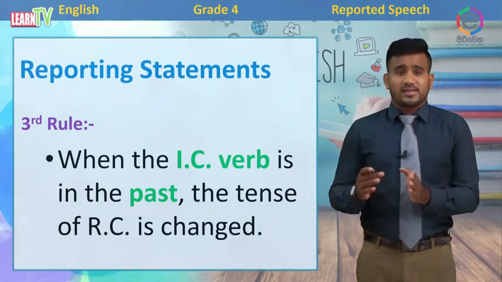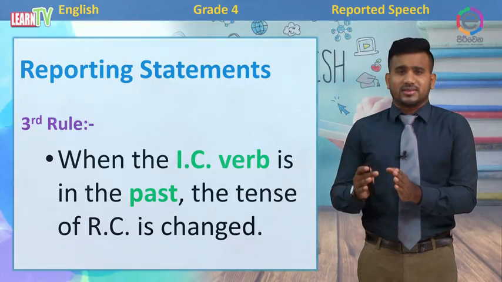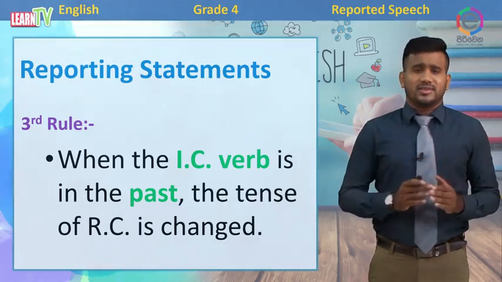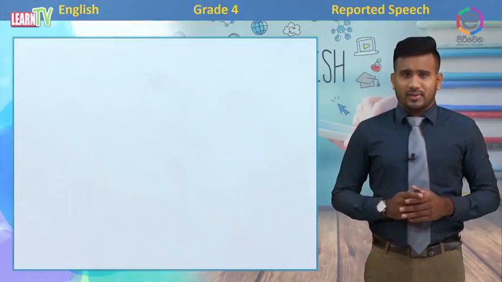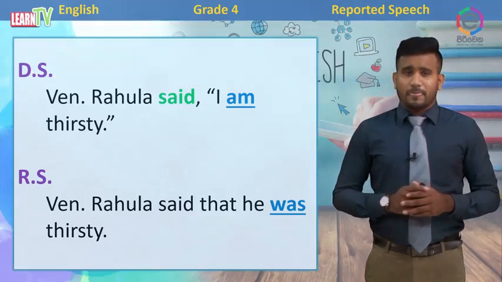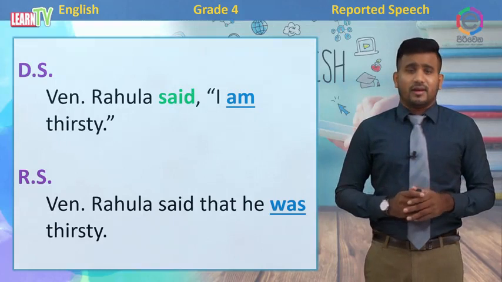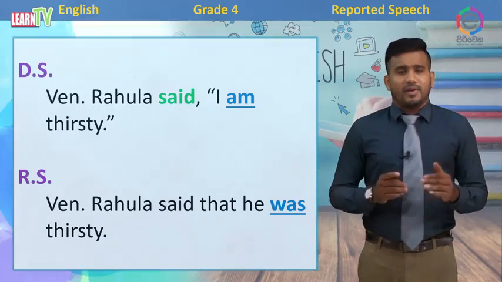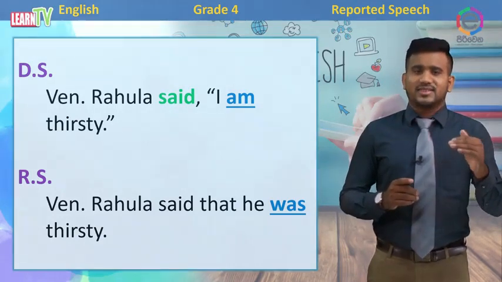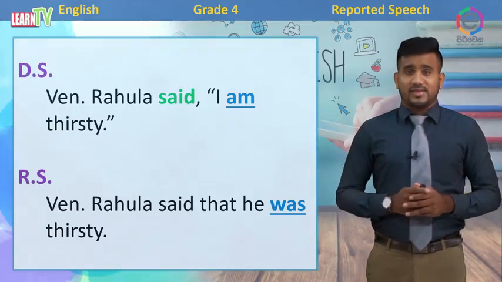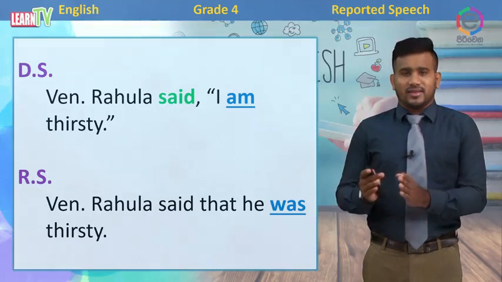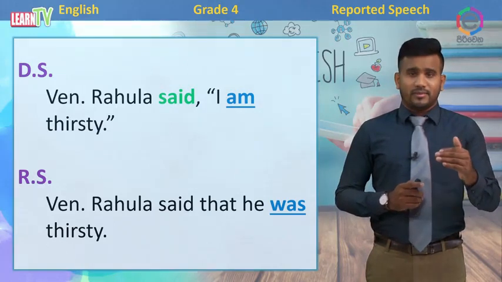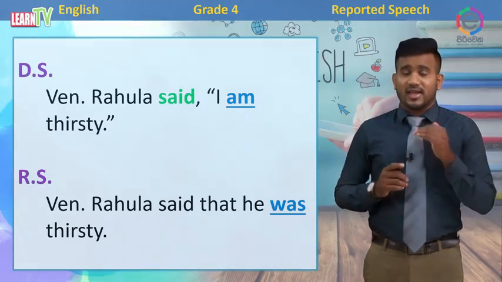When the introductory clause verb is in the past, the tense of the reported clause is changed. Direct speech: Venerable Rahula said, "I am thirsty." In reported speech: Venerable Rahula said that he was thirsty. Now you can see, "I am thirsty" has been changed to "he was thirsty." The word "am" has been changed to "was."